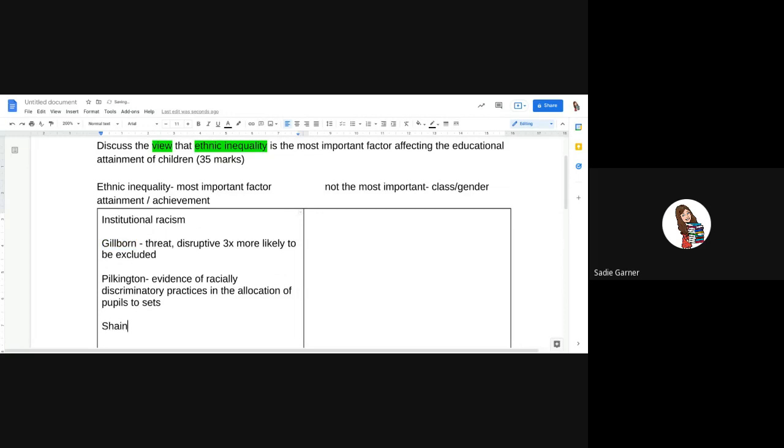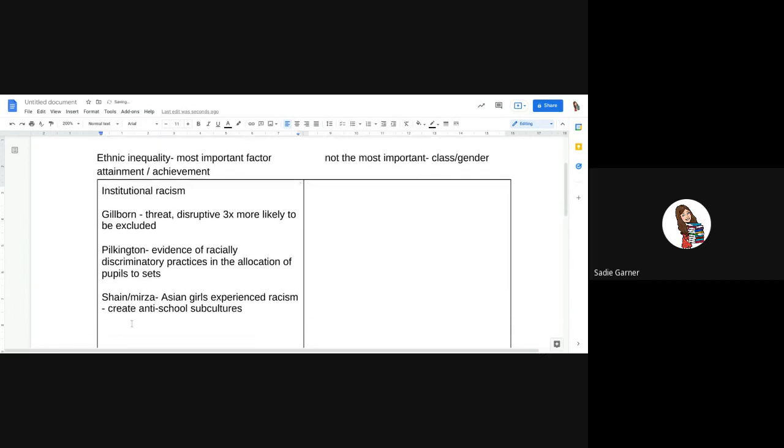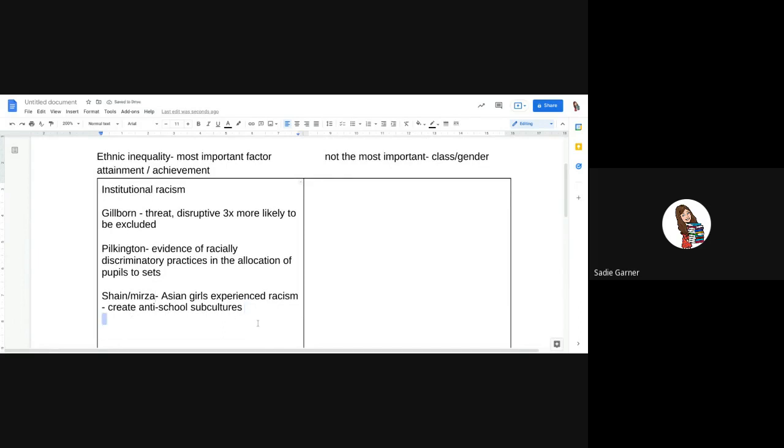And going to add in Shain from Subcultural. Again, just the argument that East Asian girls experienced racism, and that caused them to create anti-school subcultures. You could do Mirza there instead, it's up to you, so you can do Shain or Mirza. Those three are always aimed for three, as should you. It shows really good range.